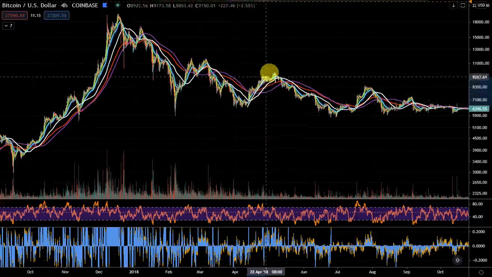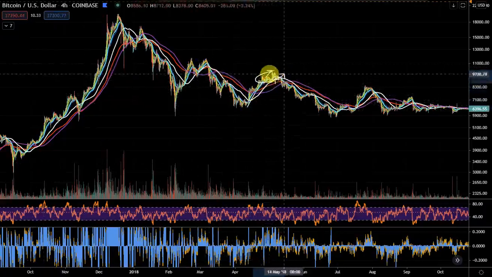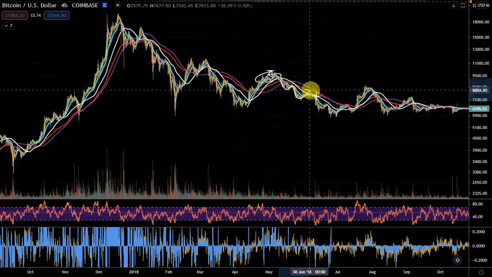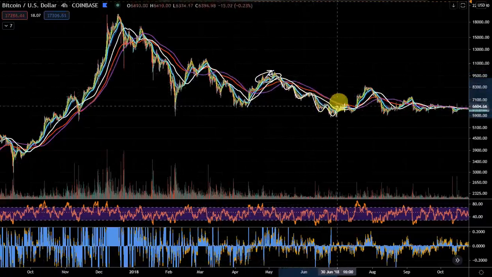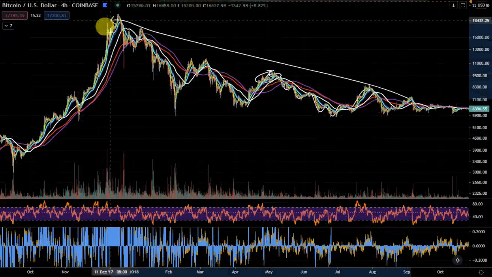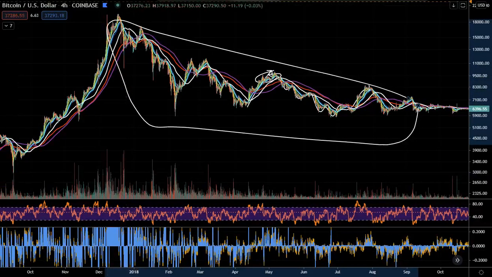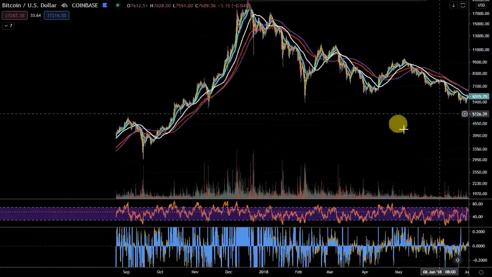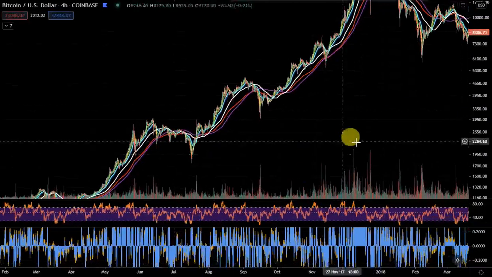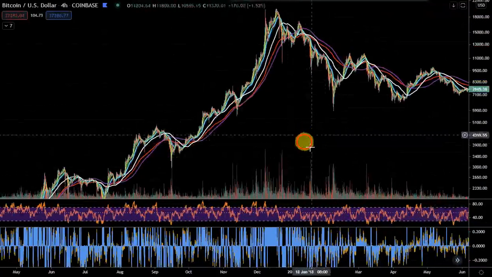Again, you can see we're failing to get above the red 200. We're dropping and bouncing into the white, bouncing into the white, getting above the white, and it's different action. So I don't really class this as what we're seeing right now. We have more of a sharp drop in what we're seeing. What is this? This is the $20,000 highs.